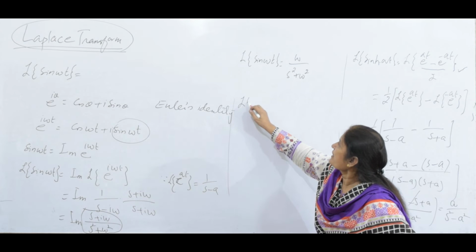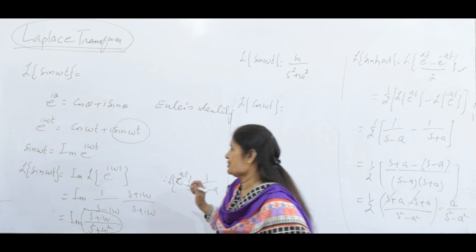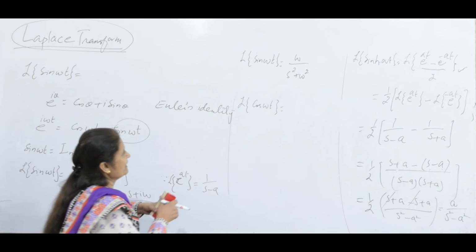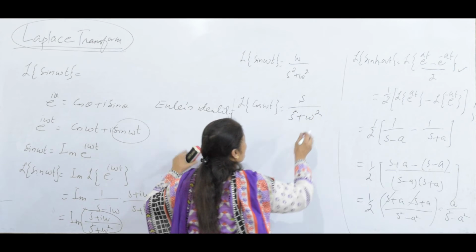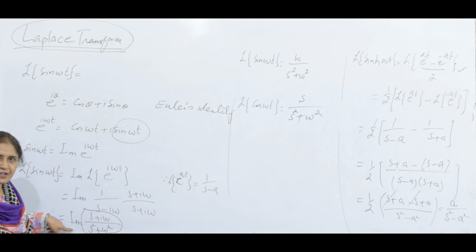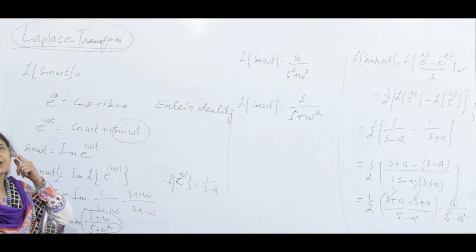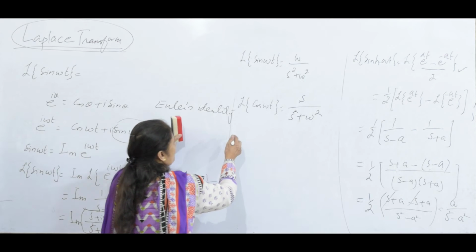Similarly, for the Laplace transform of cos ωt, cos ωt is the real part of e^(iωt). If I am writing Re here, I have to choose the real part, which is s over s square plus ω square.